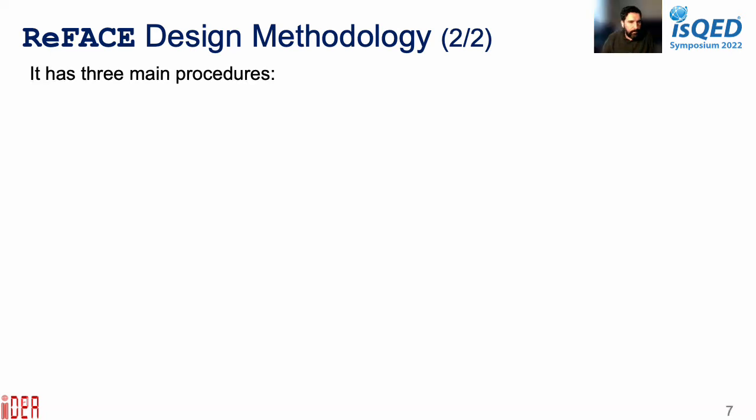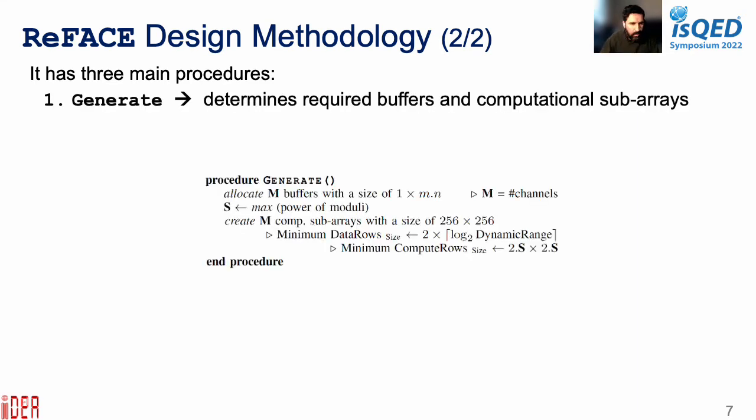So it has three main procedures: generate, store, and compute module. I just give you a very brief overview of the whole algorithm, so you can go ahead and check the paper to have more details and a better understanding.